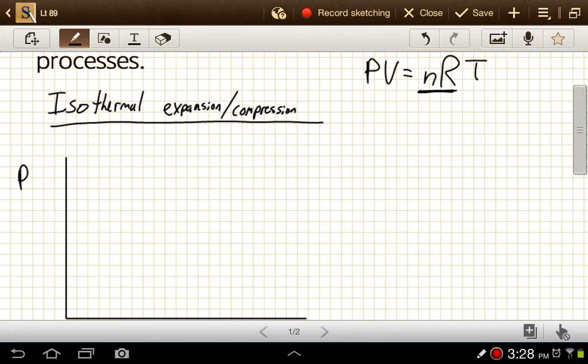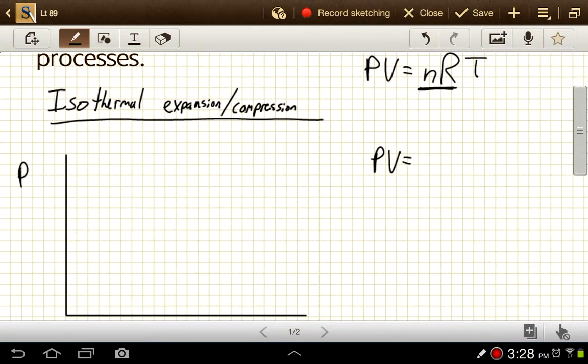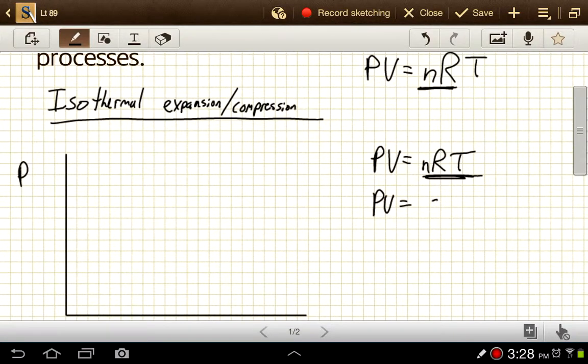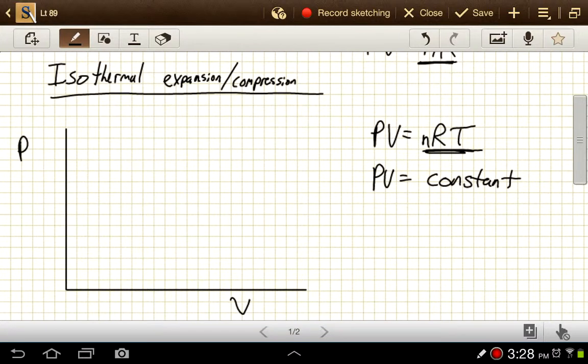So in this case, PV is equal to nRT. All three of these are constant values. So I could write that as PV equals some constant. Or if I rearrange for P, which is on the y-axis, then P is equal to some constant number divided by the volume. So this is an inverse graph. So PV diagrams will look like inverse graphs, like 1 over x style graphs.